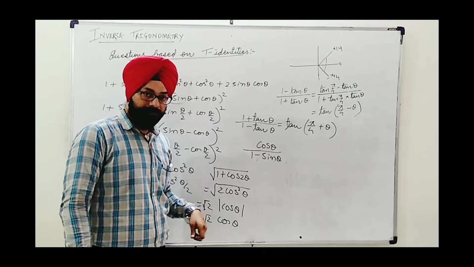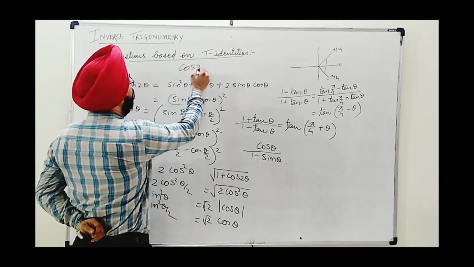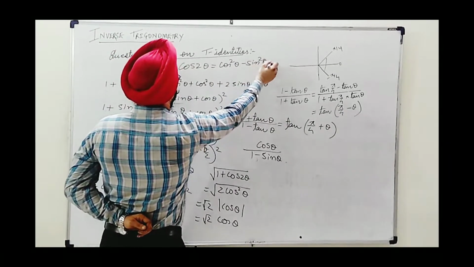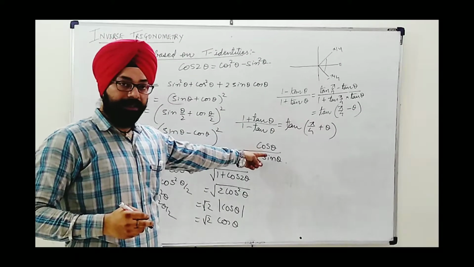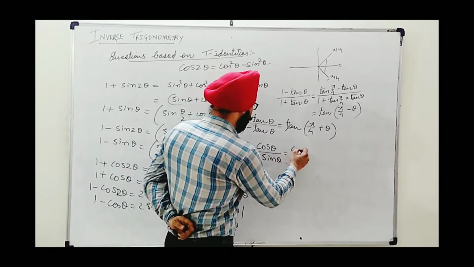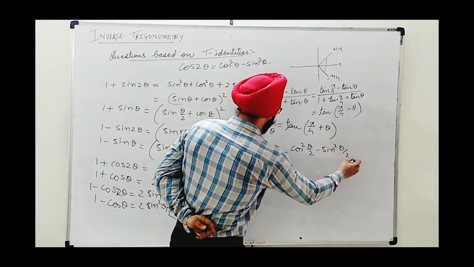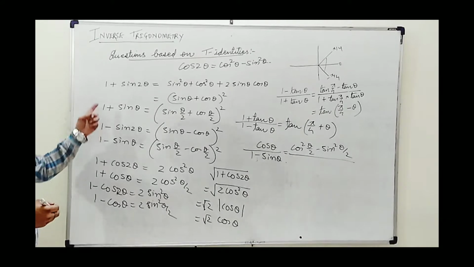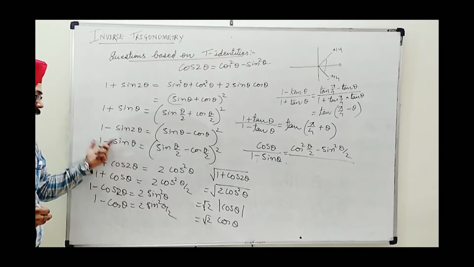This is cos theta. Here we know that cos 2 theta can be written as cos square theta minus sin square theta. So obviously cos theta can be written as cos square theta by 2 minus sin square theta by 2. In the denominator 1 minus sin theta is given, so 1 minus sin theta will be taken from this pattern.